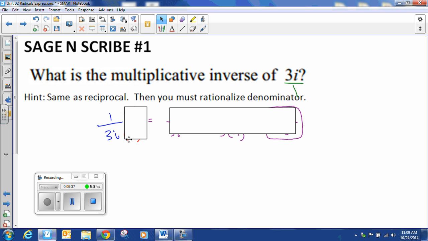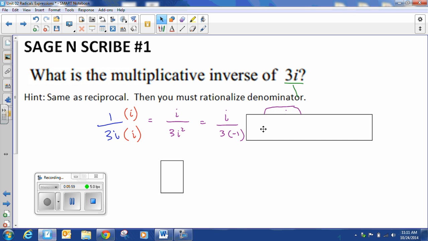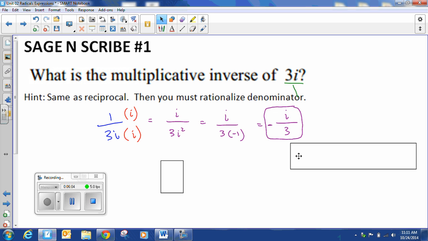Well, some students want to multiply by 3i, which is fine, but I think it's easier to multiply the radical part by itself. So we'll multiply i in the numerator and the denominator, because as you can see, 3i squared gives us 3 times negative 1. So the i goes away in the denominator, and we achieve what we wanted, which is a rationalized denominator, negative i over 3.